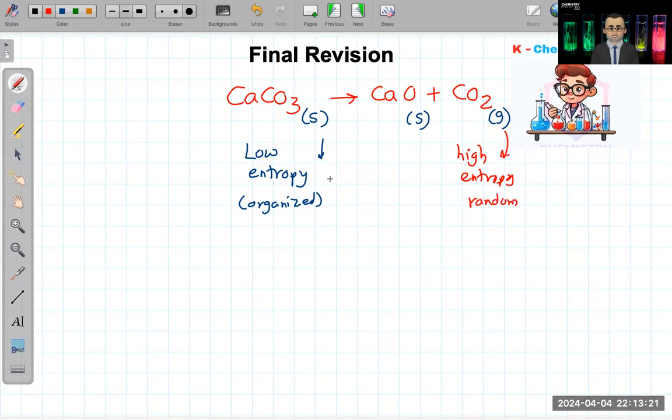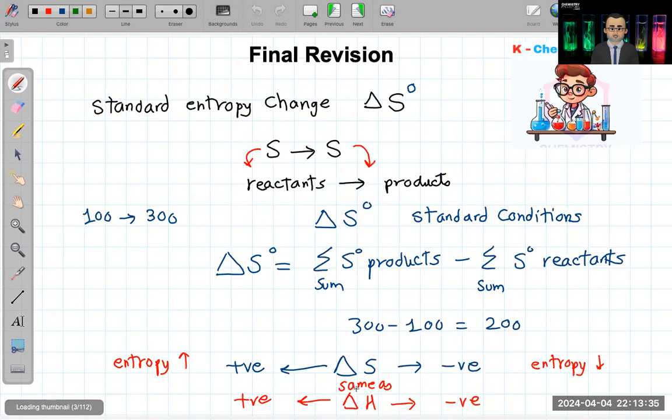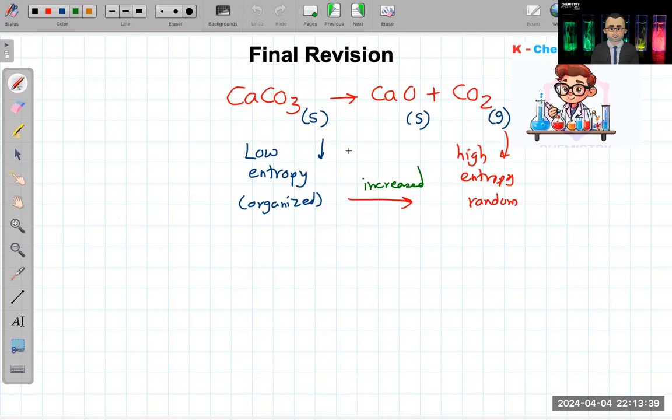So you went from a small number at the beginning to a bigger number. This means that entropy has increased. And we said that increase means positive entropy. So when entropy rises, it is a positive number. This means that delta S is positive. The matter changed from solid into gas, so the entropy has changed, and this is a delta S positive reaction.